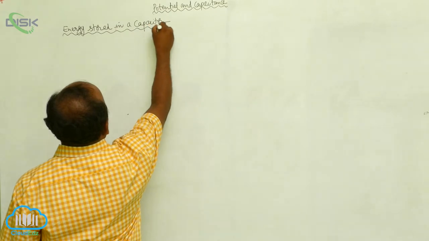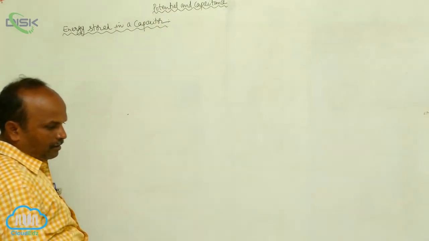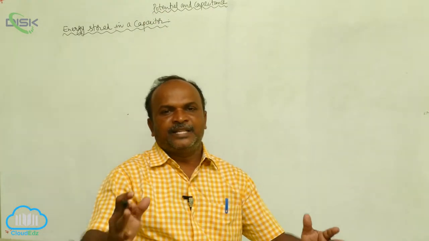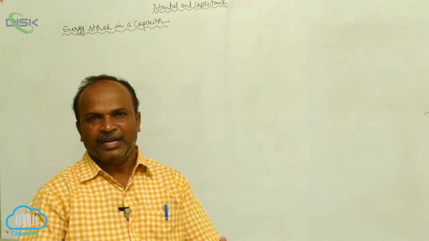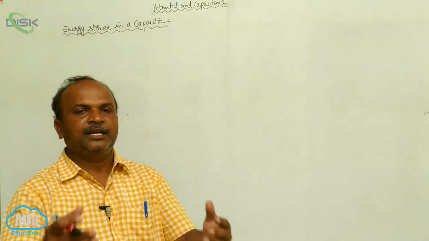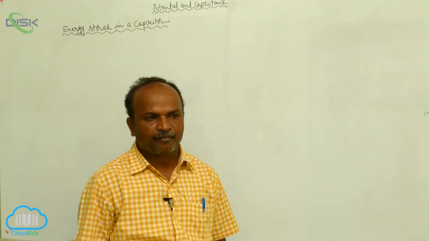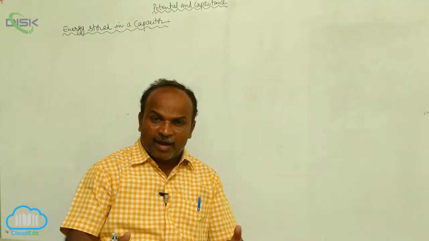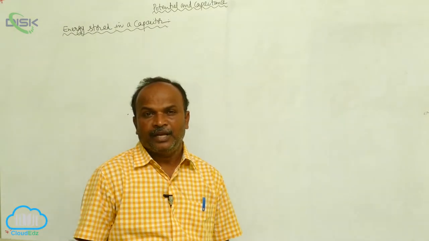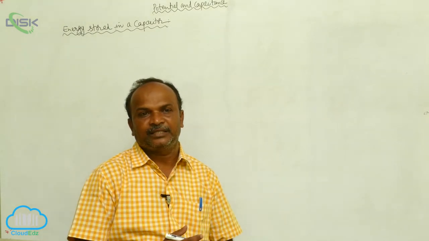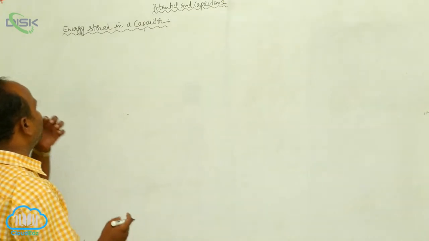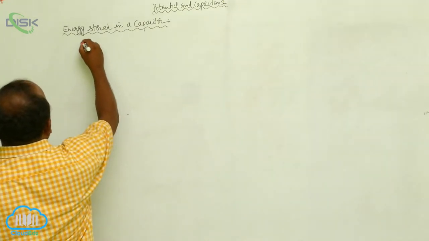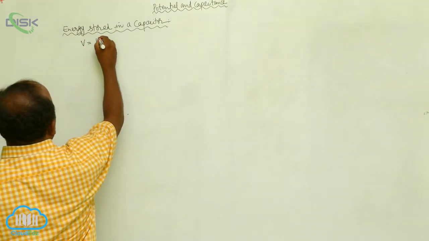Energy stored in a capacitor. What is a capacitor? The device which stores electrical energy is called a capacitor. What is the amount of energy stored in the capacitor? Now let us consider. Already we know that potential V is equal to W by Q.